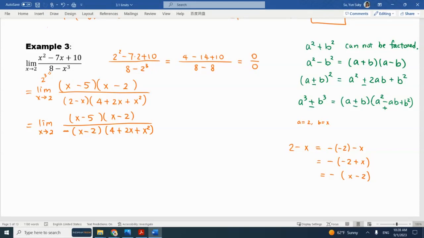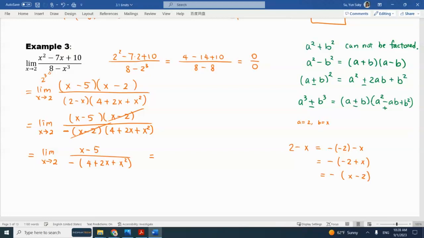In every step, please put the limits. As long as you still have x, you have to carry the limits in that step. Good. Now, the bad guy is exactly x minus 2. We can cancel it. Therefore, we have x minus 5. Denominator is negative 4 plus 2x plus x squared. Right, everybody?